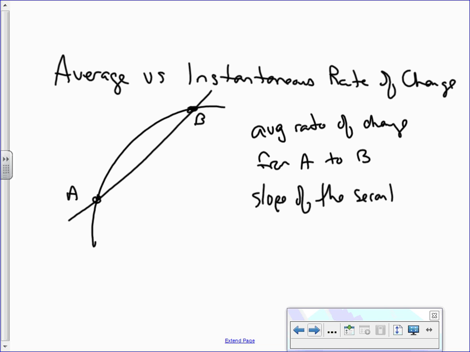That's the line, it's not a tangent line, that connects A to B. It's just slope. Y2 minus Y1 over X2 minus X1. It's not a derivative. It's just the slope of a line. Y2 minus Y1 over X2 minus X1.